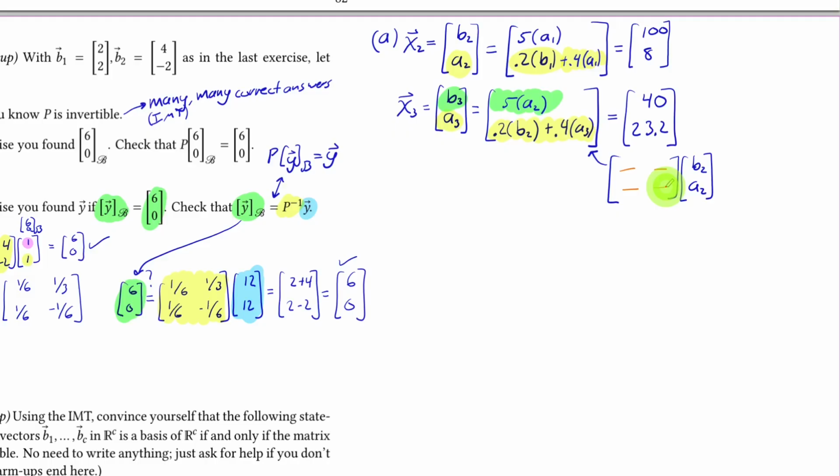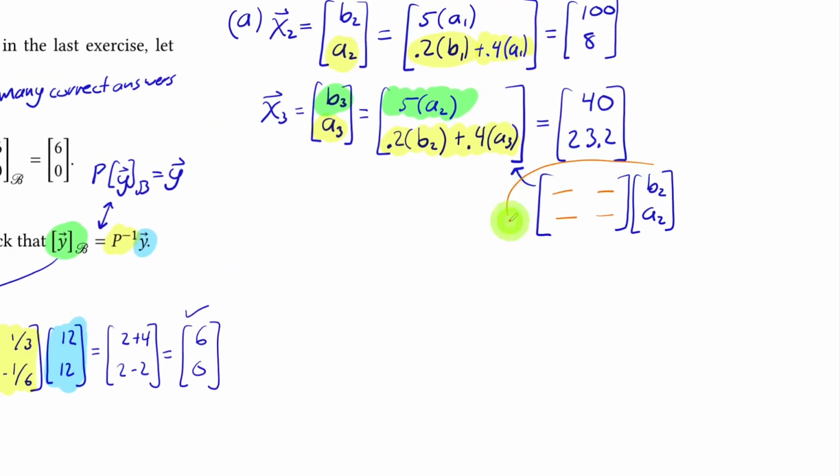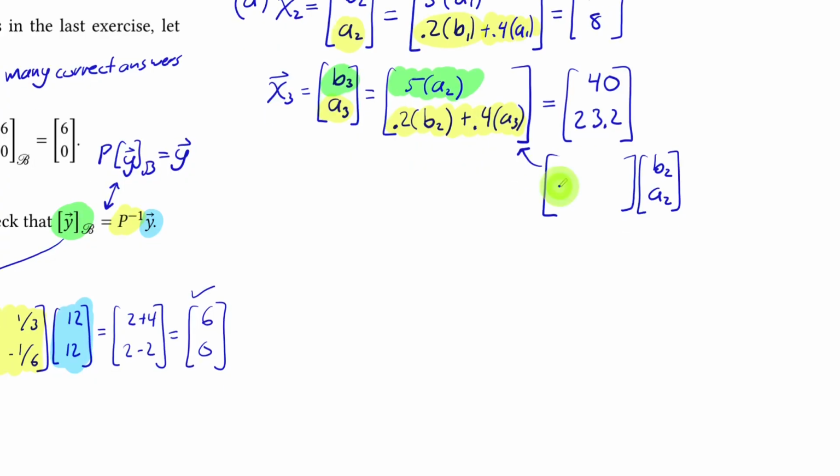Well, let's see. When we're doing matrix by vector multiplication, we would be multiplying B2 by whatever this first column is. And we could do B2 times the vector 0, 0.2. And we could also do A2 times a vector 5, 0.4, like so. Maybe I could highlight this differently.